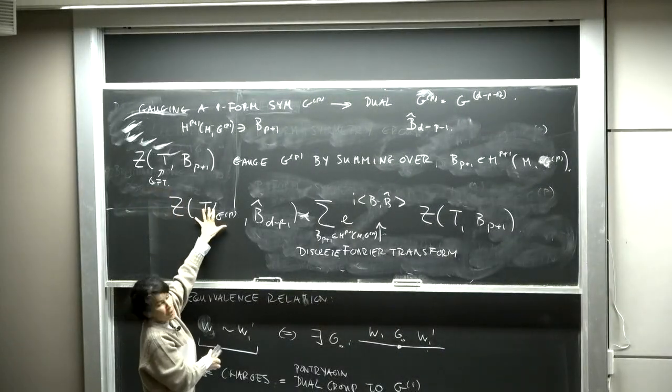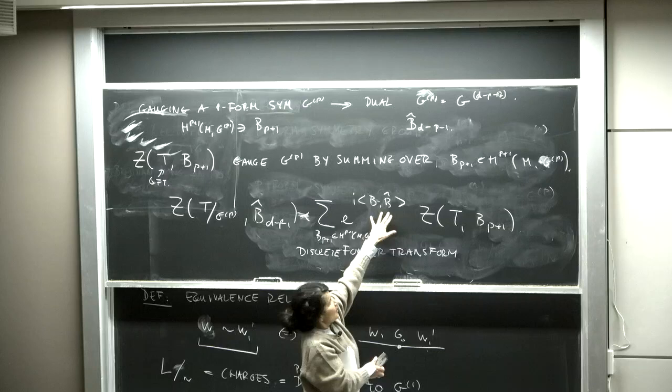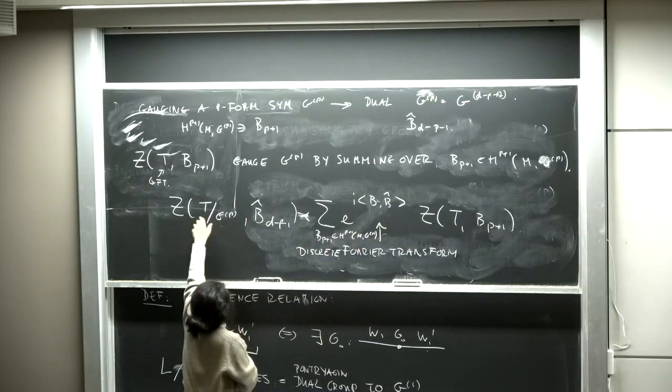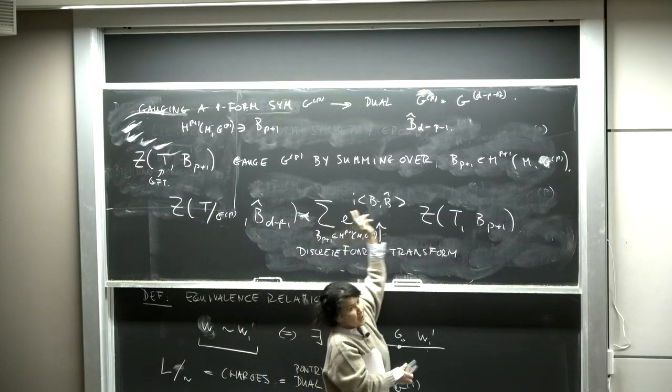and the partition function of that new theory will have, so here this is a coupling to the background gauge field for this dual symmetry, but this is now a theory where I've gauged the G^(P) symmetry, it'll have this partition function.